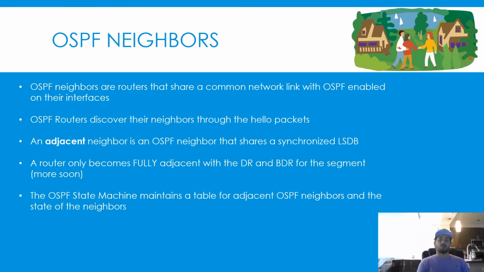OSPF neighbors are routers that share a common network link with OSPF enabled on their interfaces. So OSPF routers discover other OSPF routers via the hello packet. An adjacent neighbor is an OSPF neighbor that shares a fully synchronized link state database. A router only becomes truly fully adjacent with the designated router and the backup designated router on a segment. Again, more on this later.